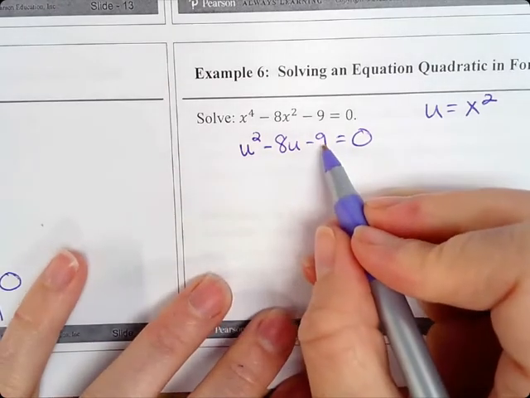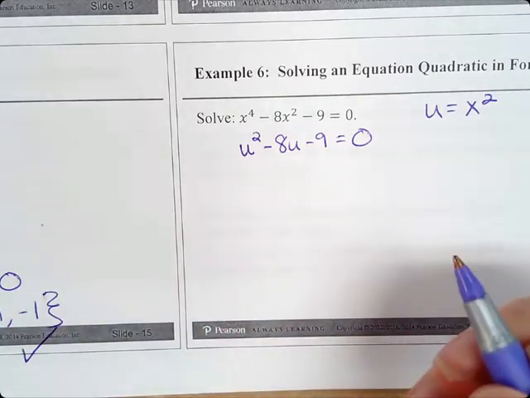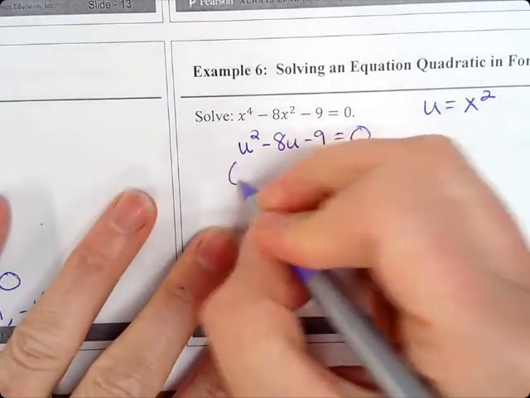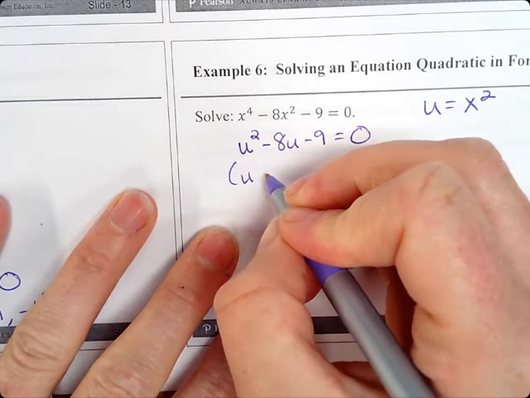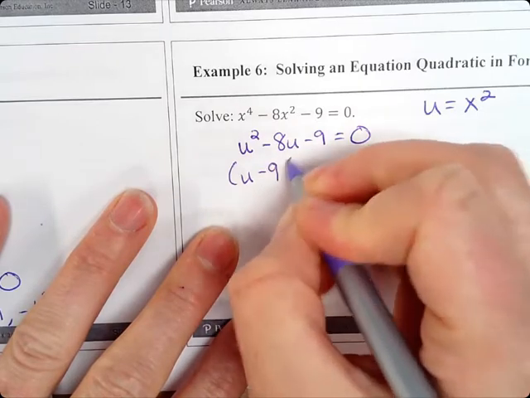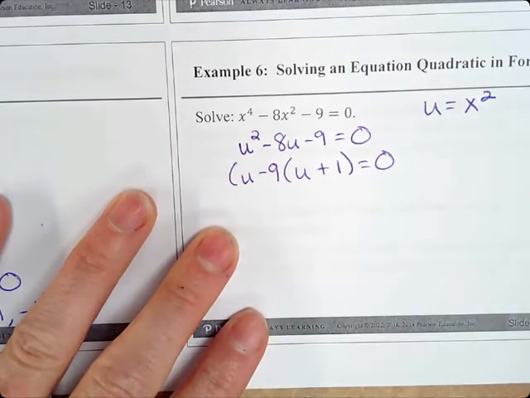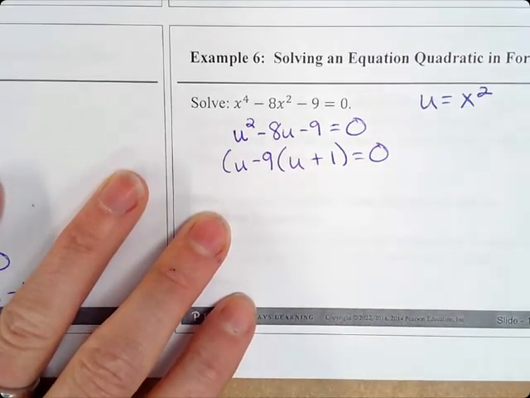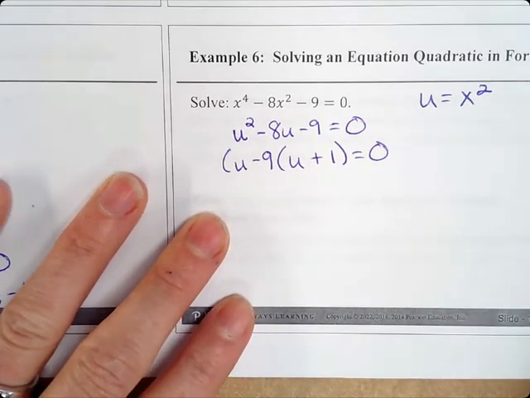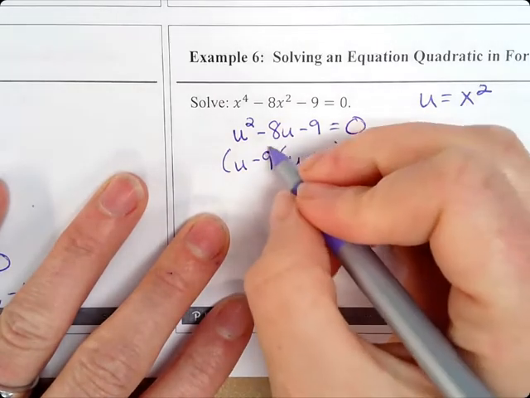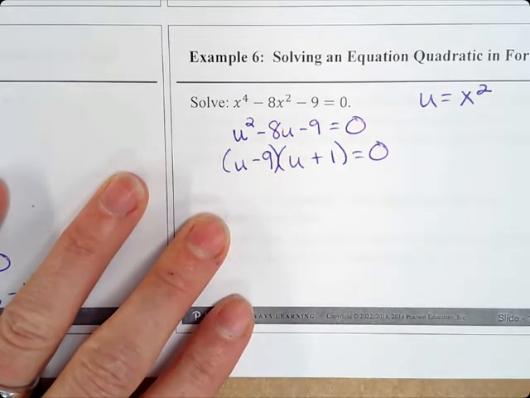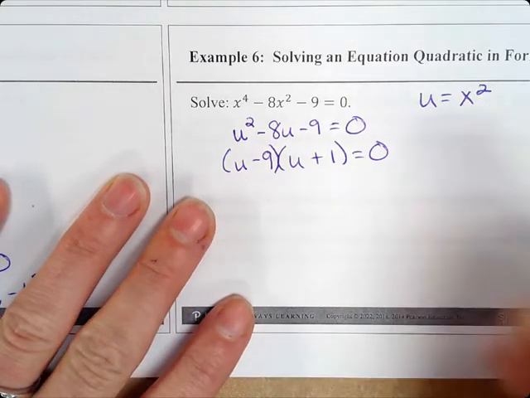So then what are the factors of negative 9 that get a sum of negative 8? Negative 9, positive 1. Forgot extra parentheses there. And now sub back in the x squared for the u.